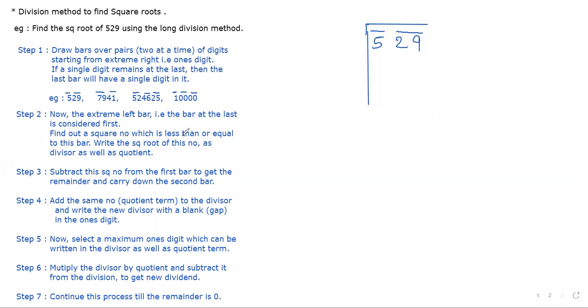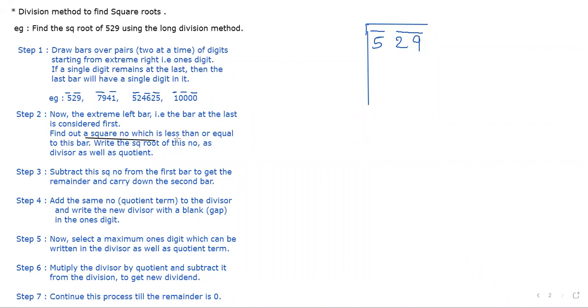Find a square number which is less than or equal to this bar. Now 5. I want a square number. 1 one is 1, 2 twos are 4, 3 threes are 9. So what can I take over here? 2 twos are 4. Square number 4. Underline here.